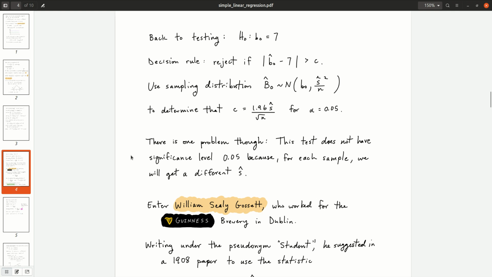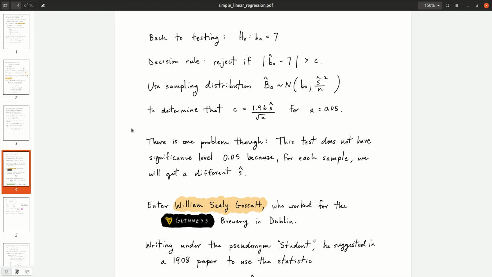The problem is that if you use this test and figure out what the type 1 error is, the probability of rejecting a true null hypothesis, it actually comes out to something different from 0.05. The reason is that for each sample, we're going to get a different S hat. So this cutoff actually depends on the data, and by doing that, we modify what the significance level is. So if we use this cutoff, it's not a test with significance 0.05.